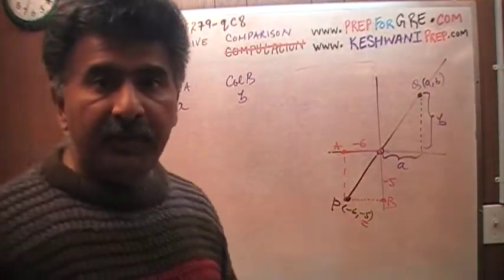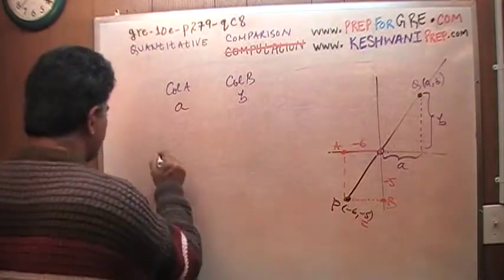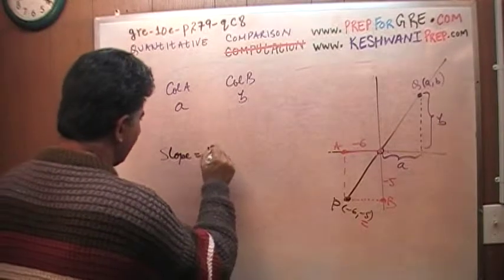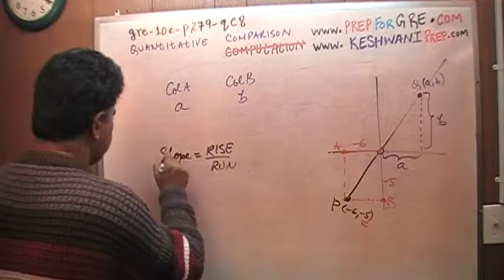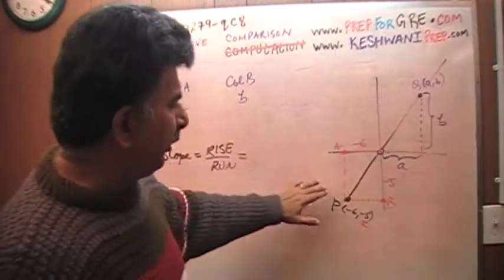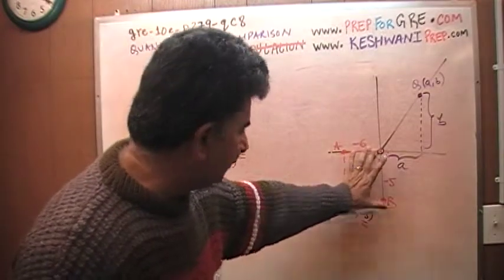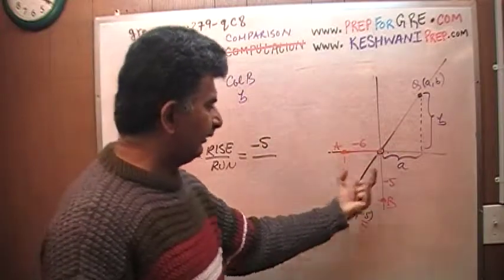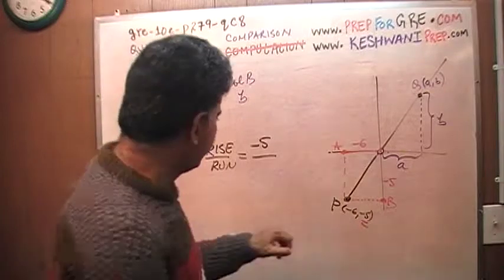From that, I can figure out the slope of the line, the slope of the line PQ. The slope equals the rise over the run. I want you to look at point P. Don't worry about point Q right now. If you look at point P, the rise is this part, OB, which is -5. And the run is -6. You see? That's your x coordinate of point P, which is -6.